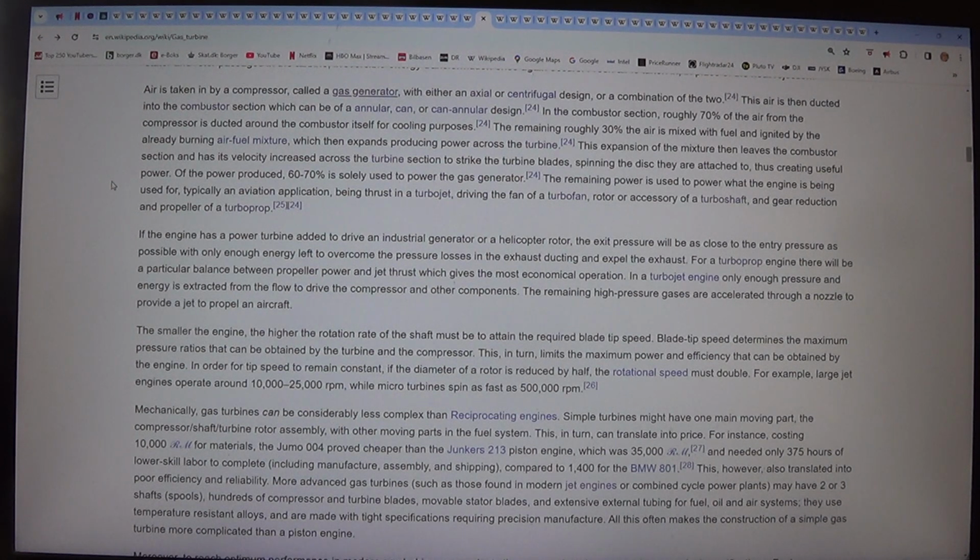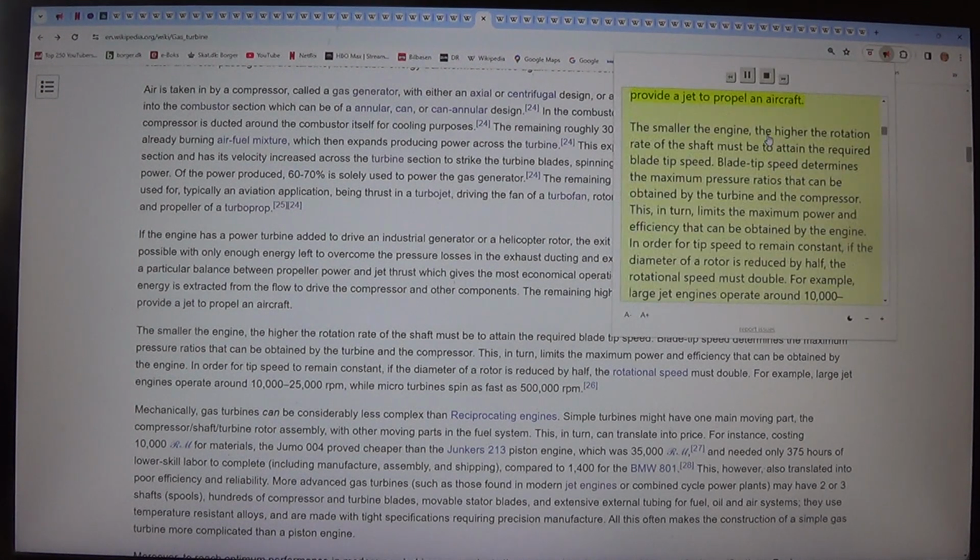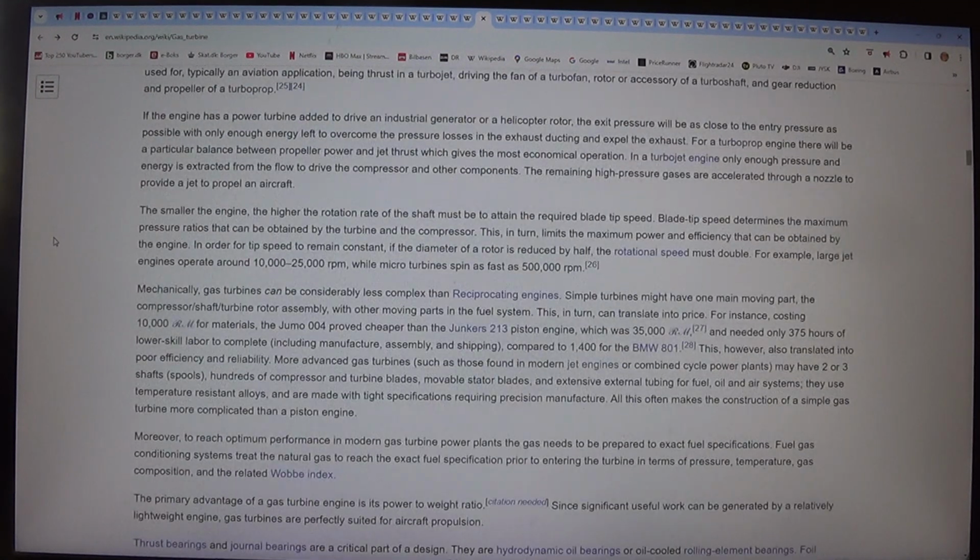For a turboprop engine there will be a particular balance between propeller power and jet thrust, which gives the most economical operation. In a turbojet engine only enough pressure and energy is extracted from the flow to drive the compressor and other components. The remaining high-pressure gases are accelerated through a nozzle to provide a jet to propel an aircraft. The smaller the engine, the higher the rotation rate of the shaft must be to attain the required blade tip speed.